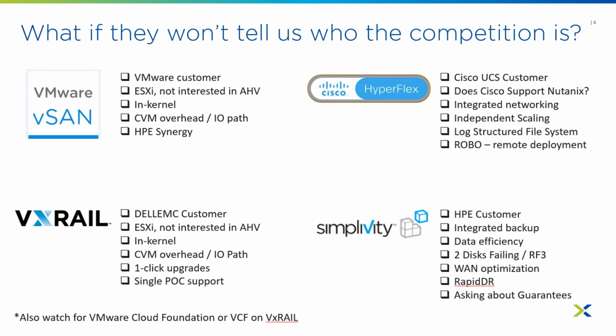You'll also hear objections around what happens when 2 disks fail in a Nutanix environment, any talk around built-in WAN optimization, rapid DR or built-in DR orchestration, or anything around things like hyper guarantees or asking about whether we have guarantees against our system. Those are potential indicators that you're up against HPE SimpliVity.